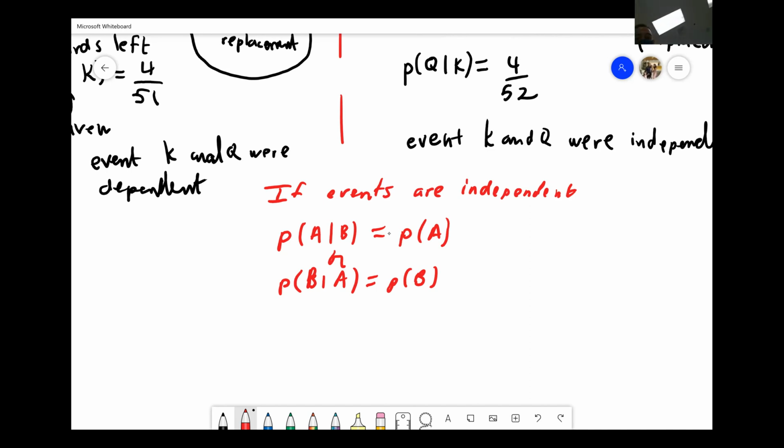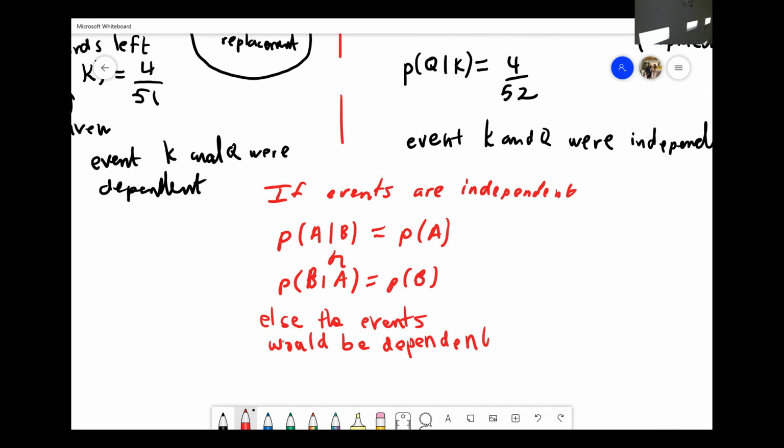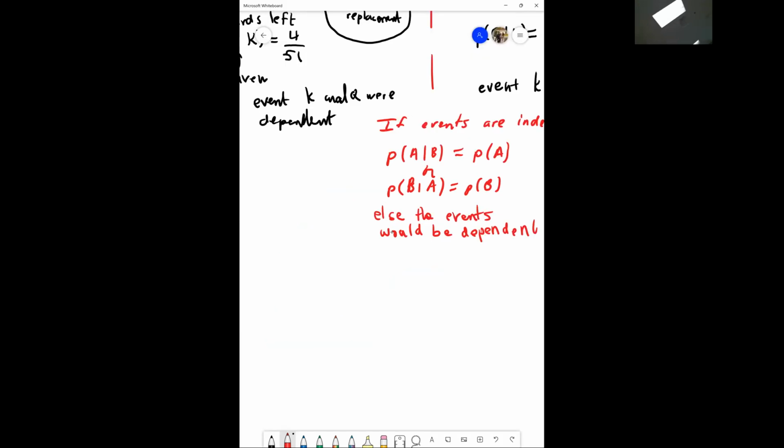So then I can write, after explaining that, else the events would be dependent. And I'm going to scroll that up so everybody can see that. I'm going to give you another example of independent events. So, example.